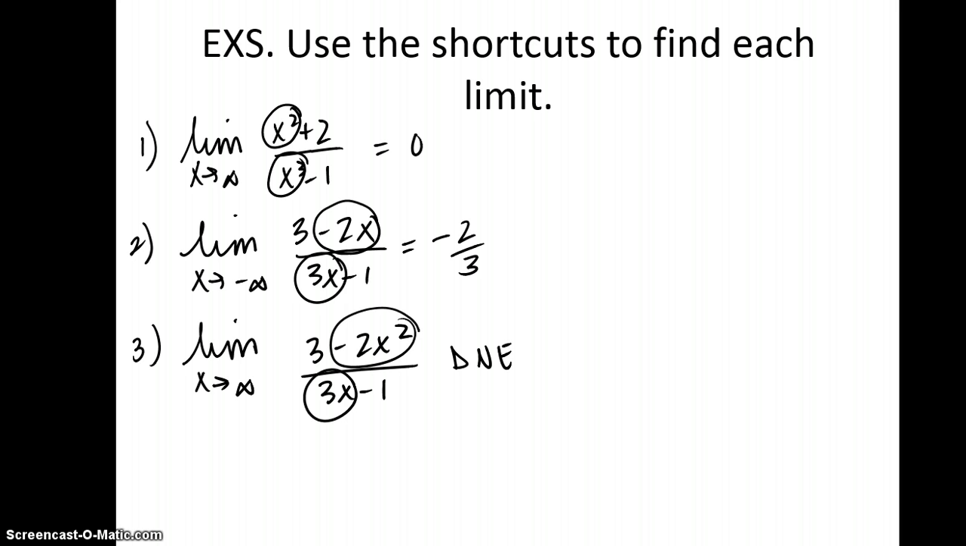What do these tell us graphically? Limit at infinity exists. There's a horizontal asymptote at the line y is equal to 0. Limit at infinity exists. This tells us that there's a horizontal asymptote at the line y is equal to negative 2/3. And lastly, if the limit does not exist, what does this tell us? Graphically, there's no horizontal asymptote.